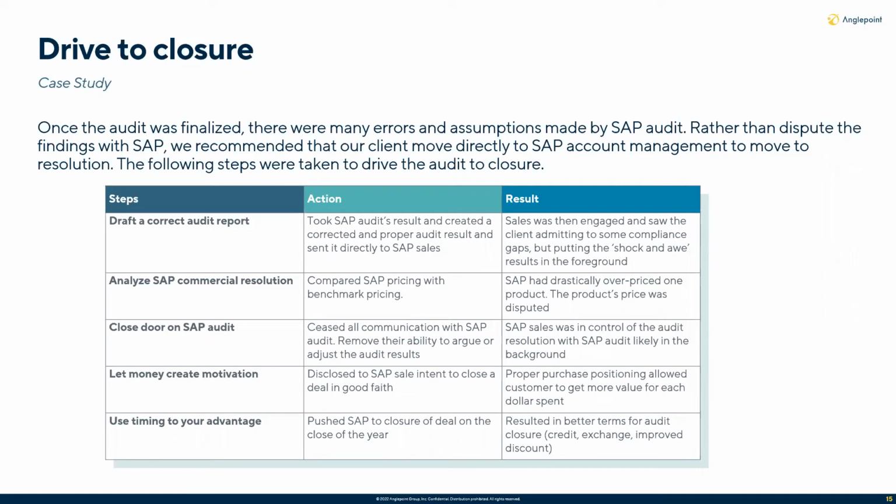You want to start working with the commercial team as quickly as possible. And if there's errors in the audit report, work it out with the commercial team and drive that audit all the way to some sort of resolution so you can move on. So here's some recommendations. Draft a correct audit report. So take that audit report, if it's wrong, draft a new one to say, this is what we believe is accurate, and then work with the commercial team. Analyze it with the commercial team, close the door on SAP Audit, as I already mentioned.